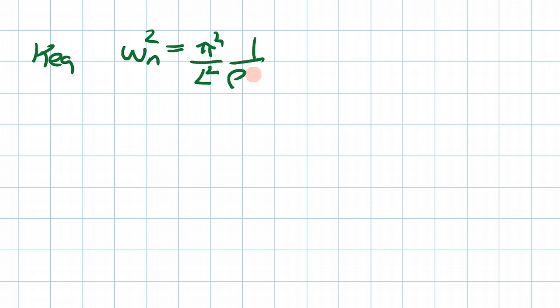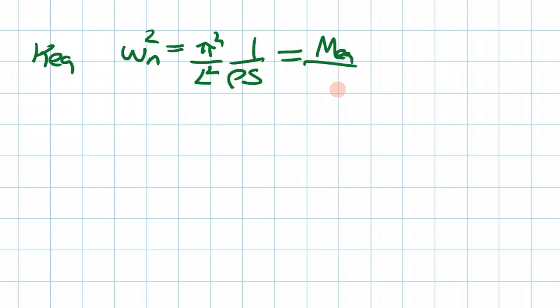So the K equation, KEQ, how do you find it? You analyze the resonance frequency. The resonance frequency squared is pi squared over L squared times 1 over rho S, which is a compliance. And that's going to be equal to the mass equivalent.